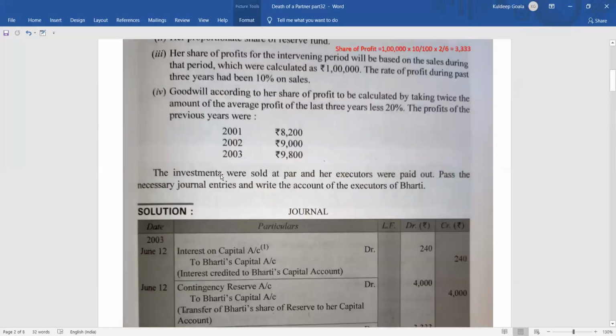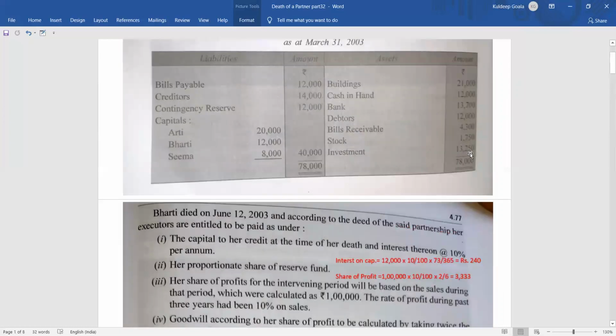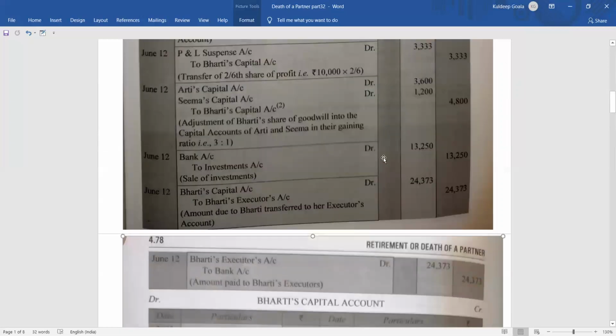Then we will see the next entry, that is the investment sold at par. We saw the investment value was 13,250, right? It will be bank account debit to investment. We are selling the investment. So bank account debit to investment, it is 13,250.